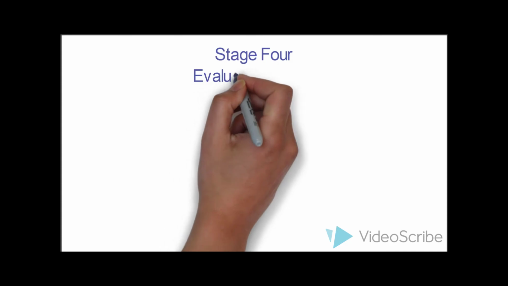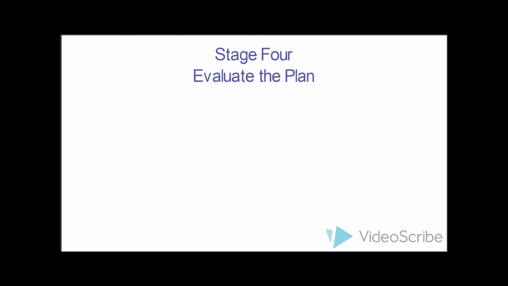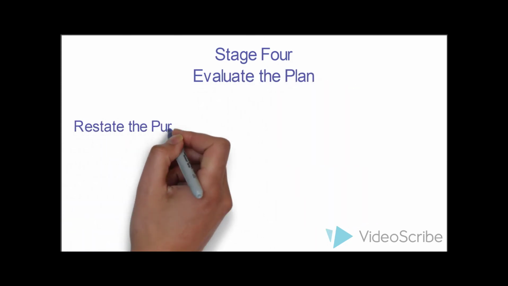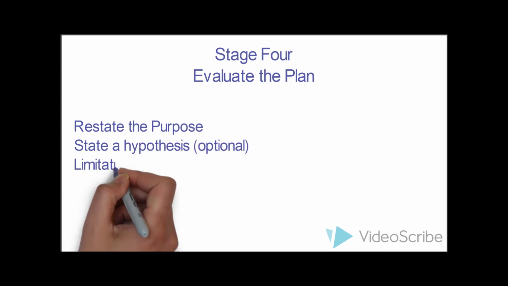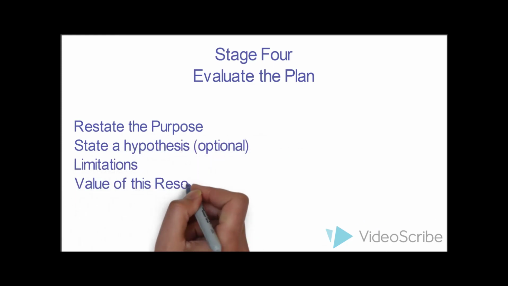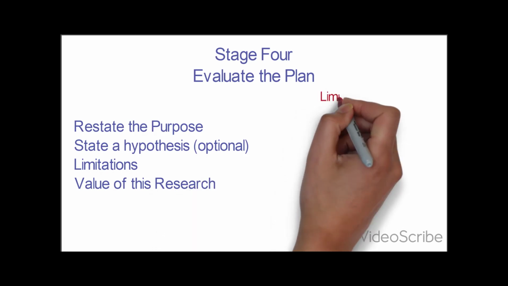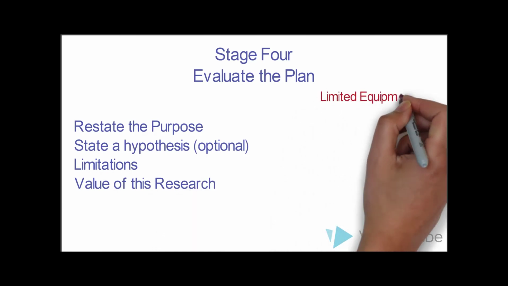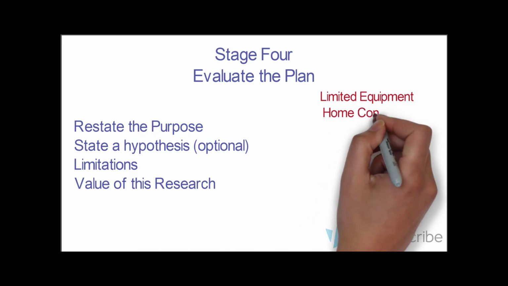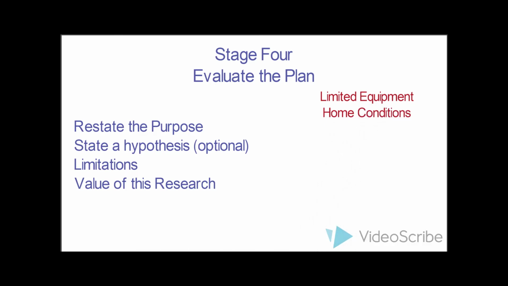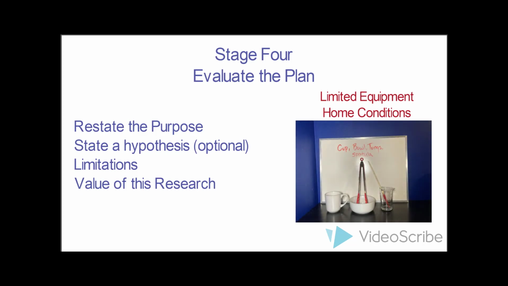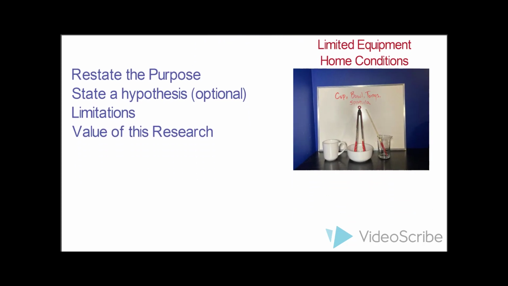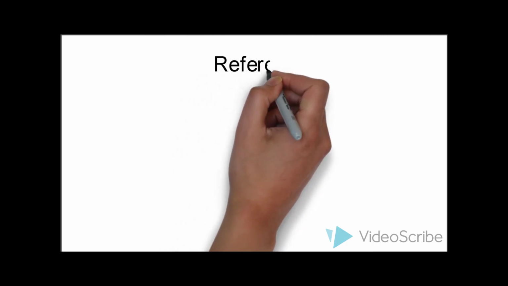Okay, in stage 4, you're going to evaluate the plan. So you want to restate the purpose. You can state a hypothesis, a guess if you have one, that's optional. You do want to go over limitations and the value of the research. So you can think about limitations, things like limited equipment, because we have home conditions. There's some other ones on Canvas that'll help you think of limitations. And then also want to make sure that you're still ending with the value of the research.